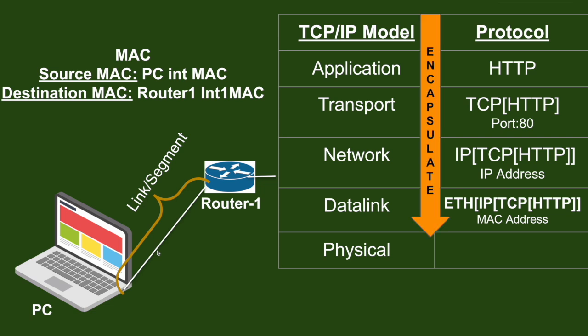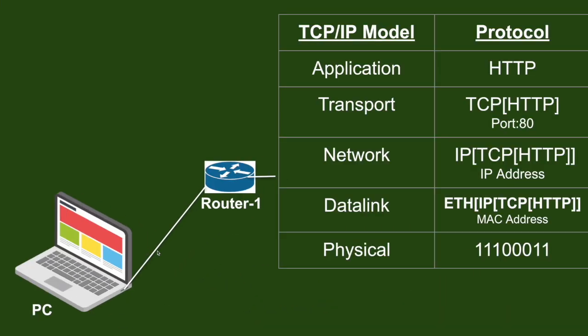Now, what happens after that? Remember, we are doing the encapsulation. Once that happens, at the physical layer, it is all signals, ones and zeros. All the ones and zeros are sent over the link, and the data is sent to router 1. Finally, the data that actually goes onto the wire is these ones and zeros, which carry the data link layer encapsulation, and inside that the IP, and inside that IP the TCP, and inside the TCP the HTTP request or data. So this is how the packet is going from the PC to router 1.